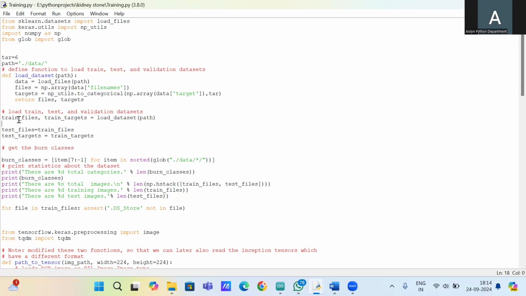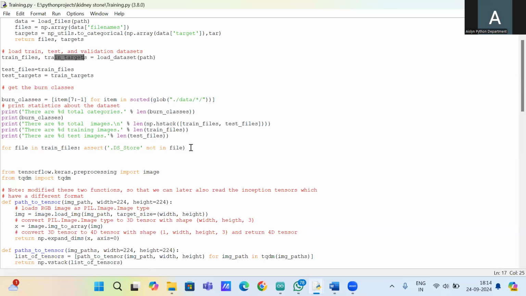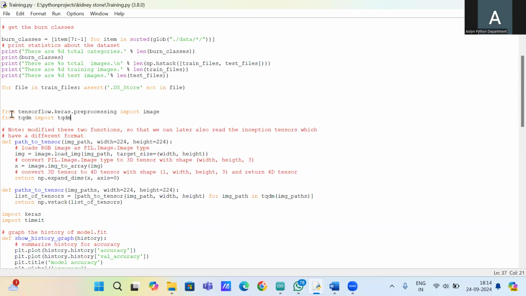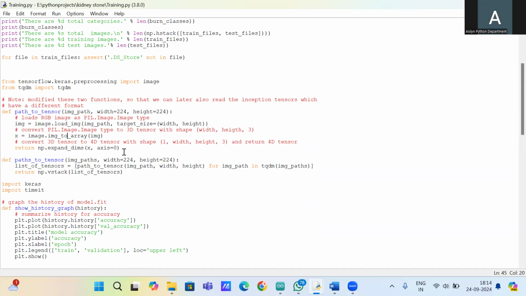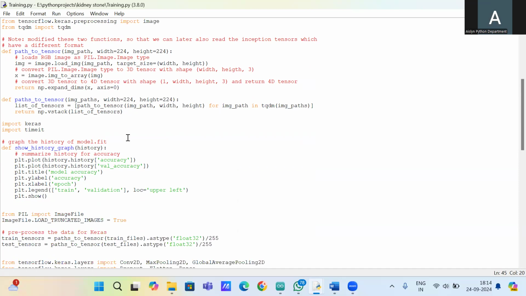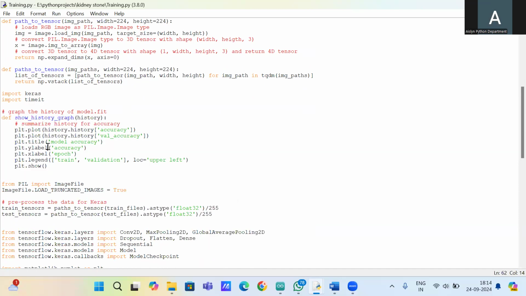And then our path will be separated into training files and test files. And these are the statistics of the dataset. Here it will print the total categories in the dataset, and the total images in the training files and test files. Yeah. And then here you will convert your 3D image to a 4D image. Yeah, this is what you will be doing here with path to tensor. Then it is a graph. It will be showing your training graph. So this is what will be printed.